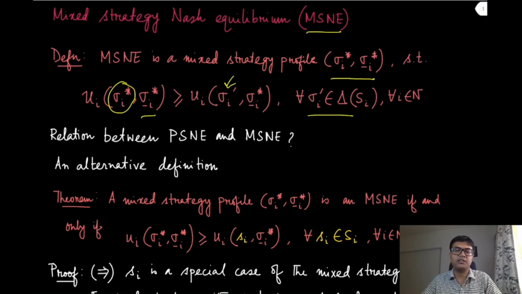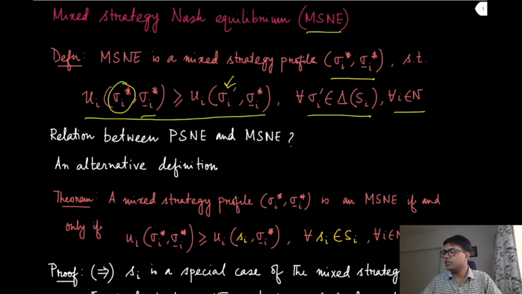So any other strategy in the set of mixed strategies for player i, then that utility, so this player i is not going to get better off, and that is the definition of mixed strategy Nash equilibrium. This inequality should hold for every agent i in N, and if that happens, then we call this strategy profile sigma i star, sigma minus i star to be a mixed strategy Nash equilibrium.